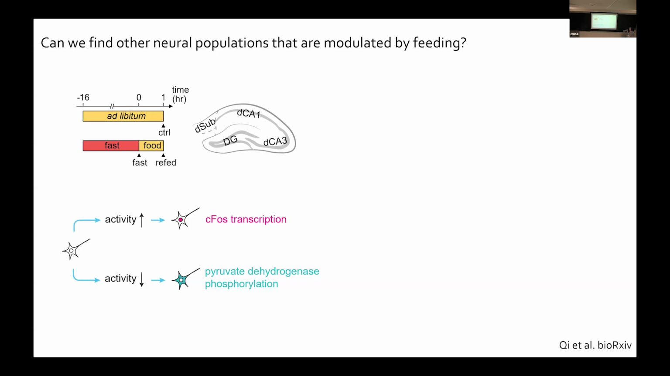So if you're a neuroscientist, you're familiar with CFOS. When neurons become active, these immediate early genes start being transcribed, and you can stain for CFOS and identify in a brain slice afterwards which neurons were active within the preceding hour or so. The Yale lab identified pyruvate dehydrogenase phosphorylation as an indicator of the opposite. A neuron that is active and then goes silent for a period of time can be labeled by staining for this phosphorylation of this dehydrogenase.